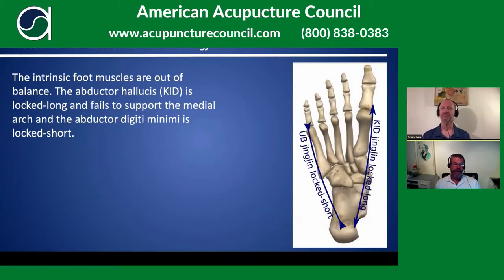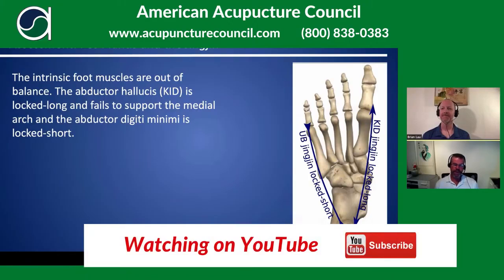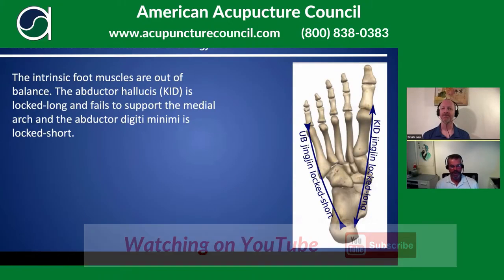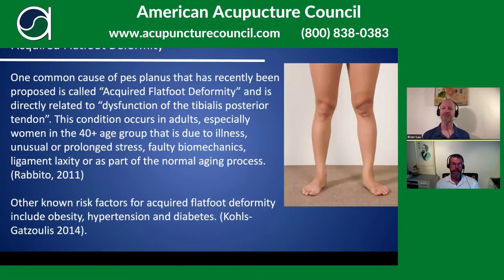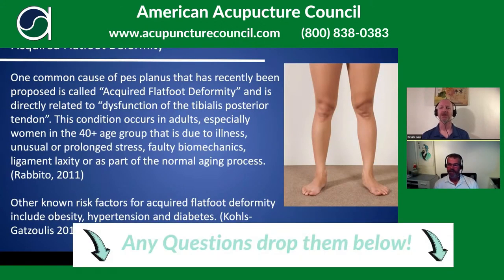All right, so then the intrinsic foot muscles are out of balance. So the abductor hallucis, as Brian just discussed on the kidney channel, is locked long and it fails to support the medial arch, and the abductor digiti minimi is going to be locked short. Brian, do you want to take it away and we'll comment on both of these slides?